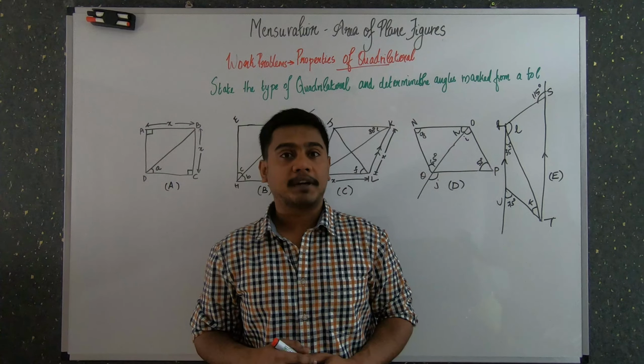I hope it's clear. So this is how you find the angles from a quadrilateral. It's easy, right? You just have to remember some of the properties, then it would be much easier for you to solve the problems.